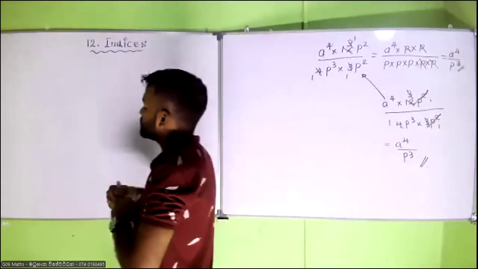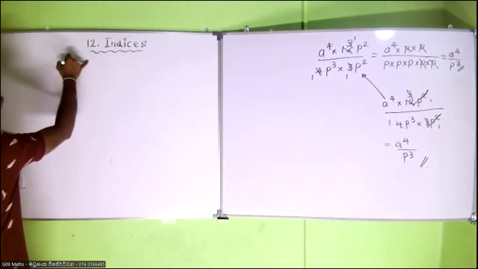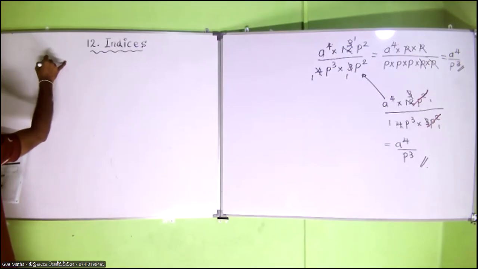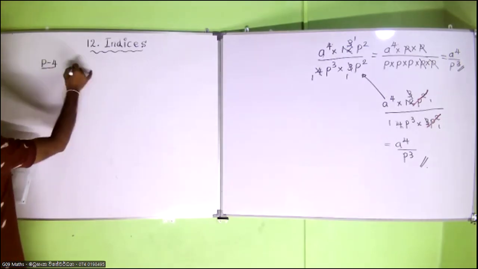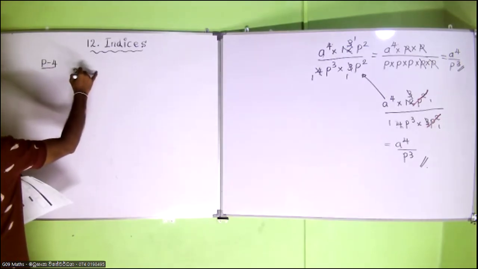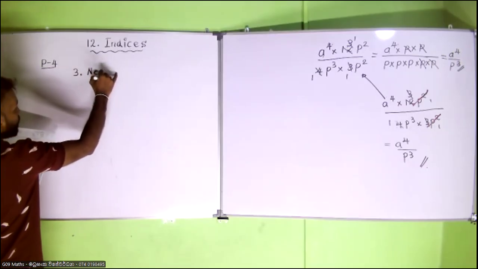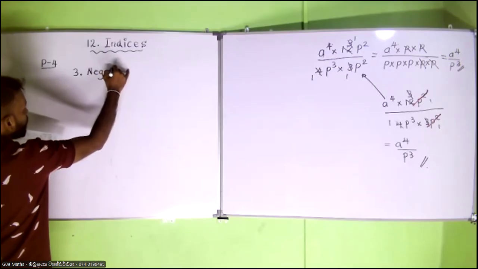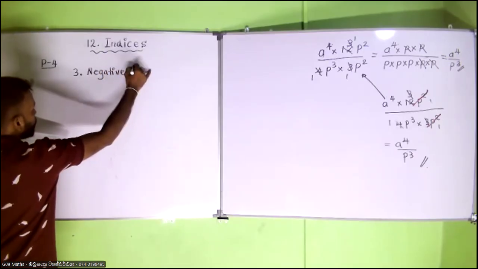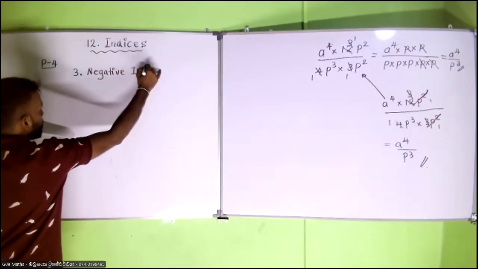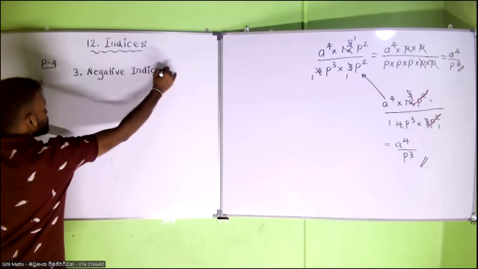Negative indices. Page number 4. Third subtitle. Negative indices.